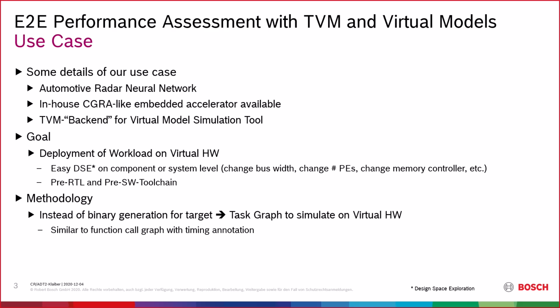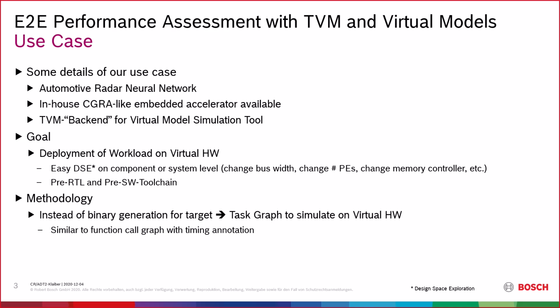At first, let me give you some insights. We have an automotive radar neural network that we want to deploy on an in-house CGRA-like embedded accelerator device. This accelerator device is highly configurable. It means we have so many parameters before we really produce it that it's really hard to explore. And therefore, it's also not possible to build a toolchain for all possibilities in this state space.